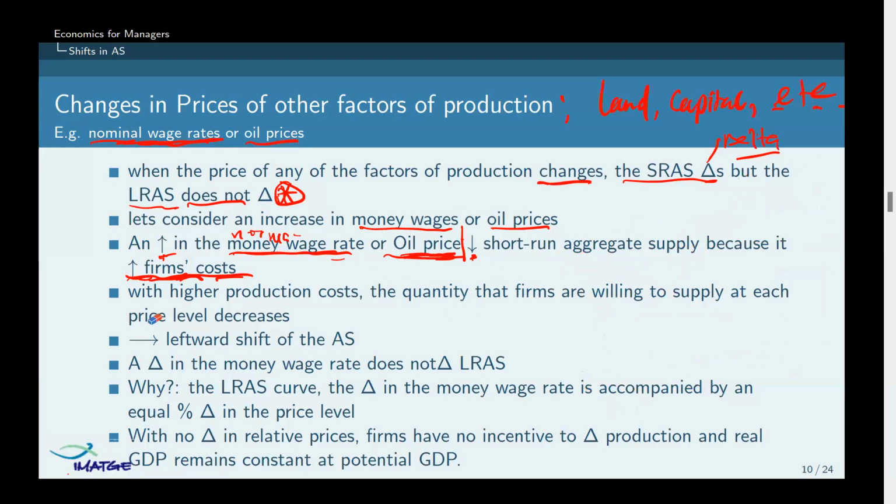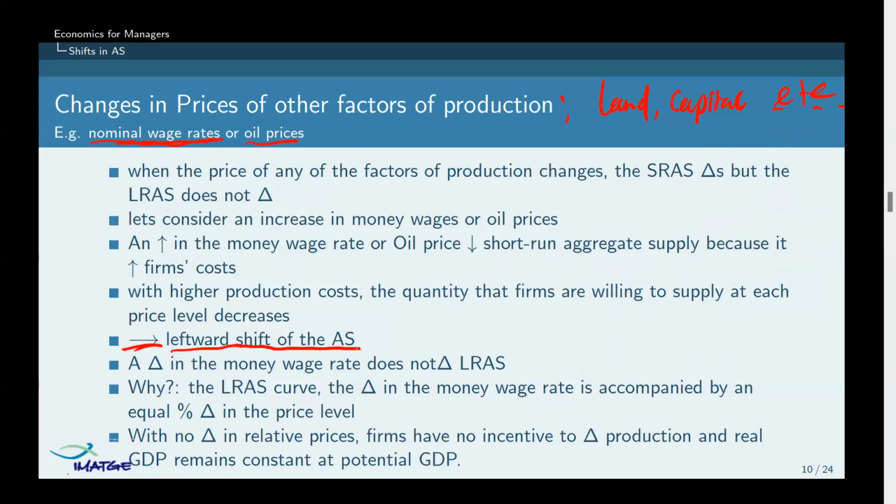Right. So this causes, I was just trying not to densely populate my slides, this will lead to a leftward shift of the aggregate supply curve. Actually, this is not just the aggregate supply curve, but the short run aggregate supply. Remember we said when prices of other inputs change, they don't change the long run aggregate supply curve. No, they change the short run.